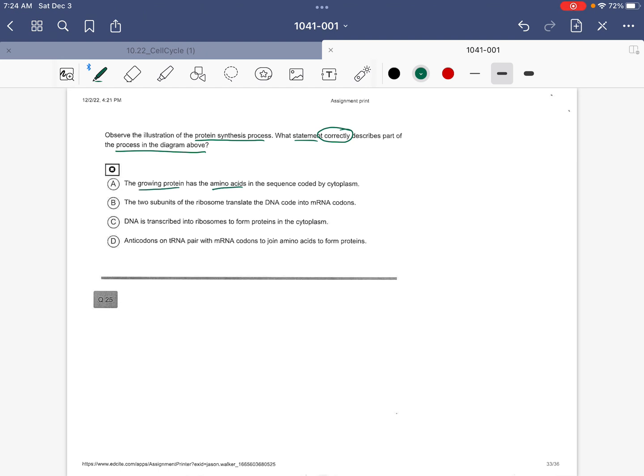So the growing protein has amino acids in the sequence coded by the cytoplasm. They're not really coded there. The two subunits of the ribosome translate DNA code into mRNA codons. The DNA is transcribed into ribosomes to perform proteins in the cytoplasm. Anticodon on the tRNA pair with the mRNA codons to form proteins.